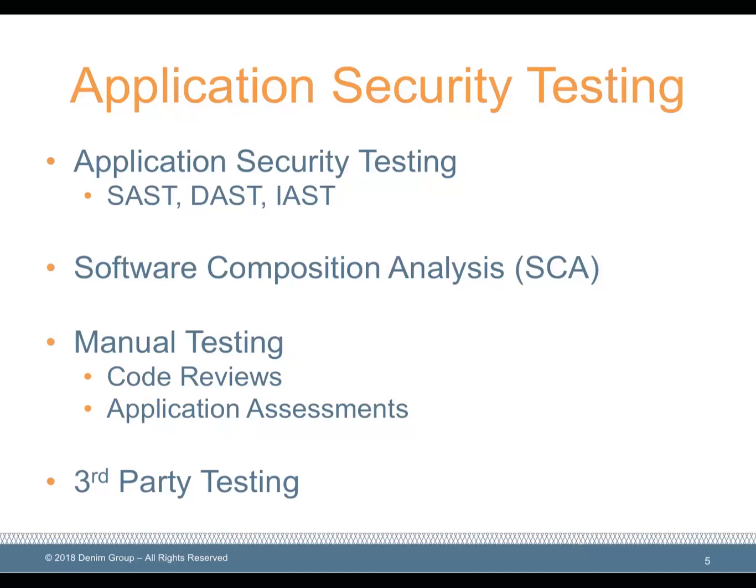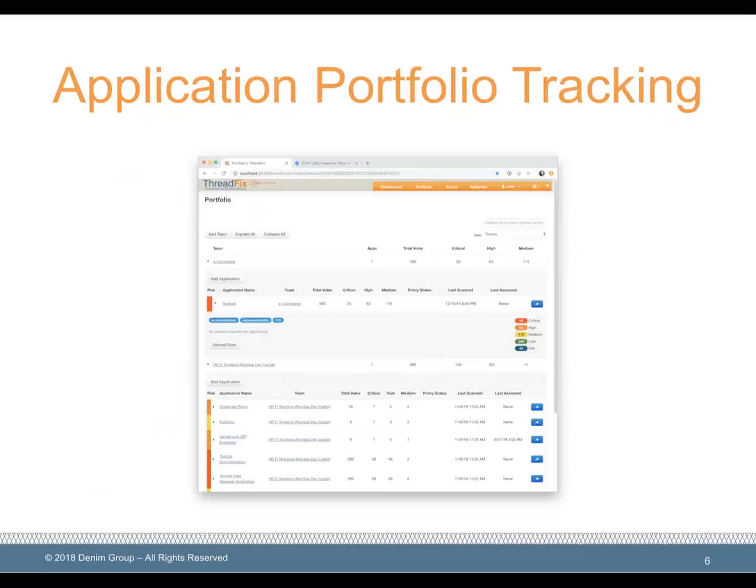So in addition to this type of automated testing, or these different classes of automated analysis, comprehensive programs are also doing manual testing. There's manual code review, potentially manual application assessments or penetration tests. And organizations are also using external third parties to do testing. All of these testing activities are components of an overall application security program, or an overall software assurance program.